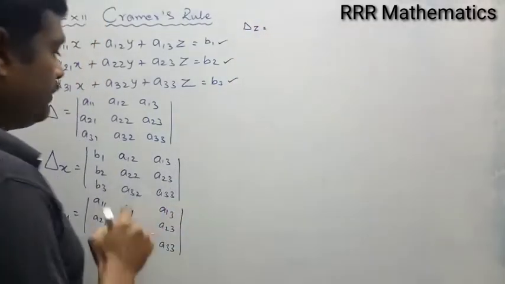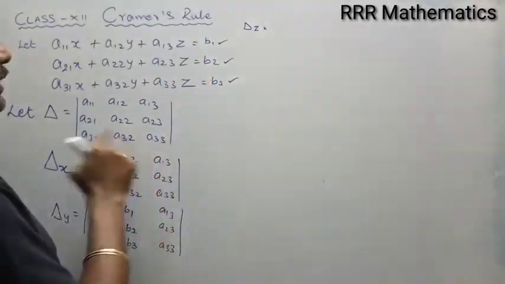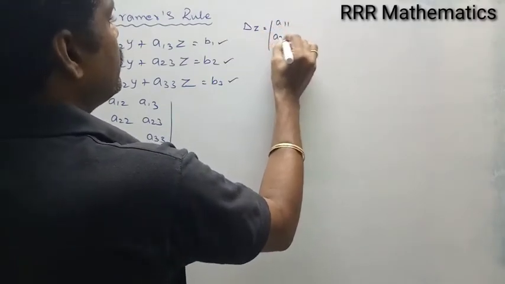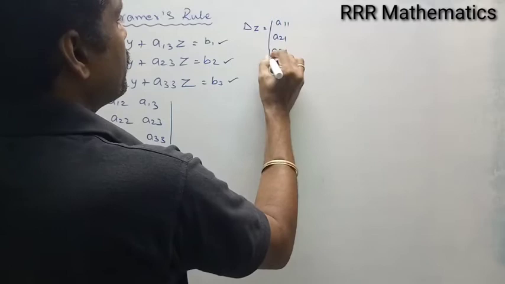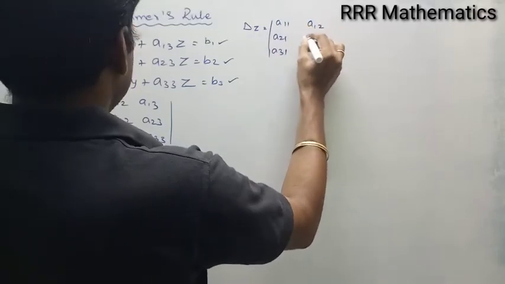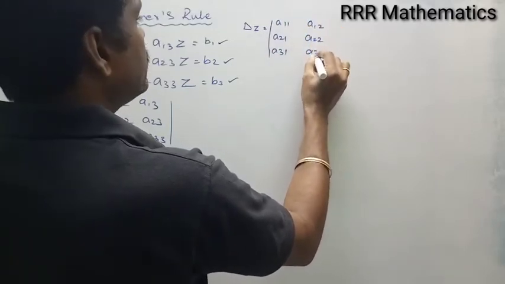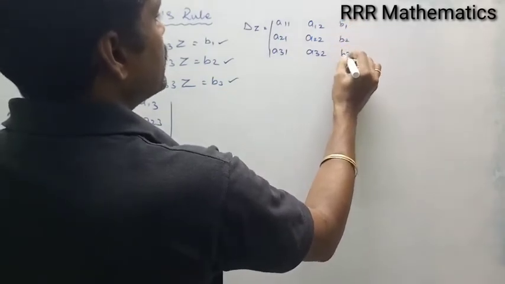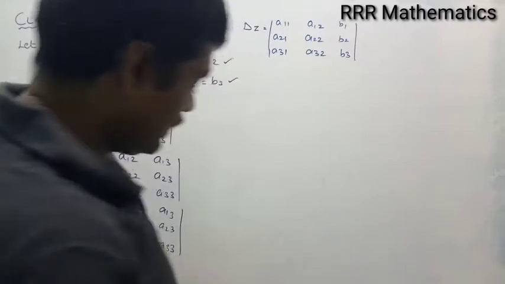Delta z: replace the third column by b1, b2, b3 in delta. The first column is a11, a21, a31, the second column is a12, a22, a32, and the third column is replaced by the constants b1, b2, b3. Expand the determinant, you will get the value of delta z.